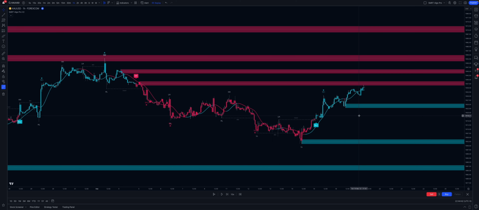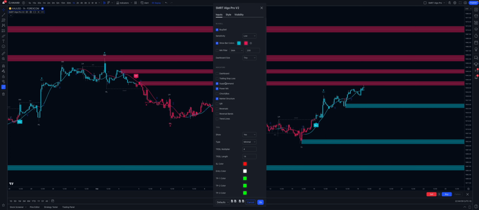So today I'm going to show you how to use the Smart Algo Pro V2 supply and demand indicators. So first off, after you get the Smart Algo Pro indicator from our website, you want to attach it to your TradingView chart. And after that, you want to click on the settings icon here next to the indicators. And you want to turn on supply and demand.